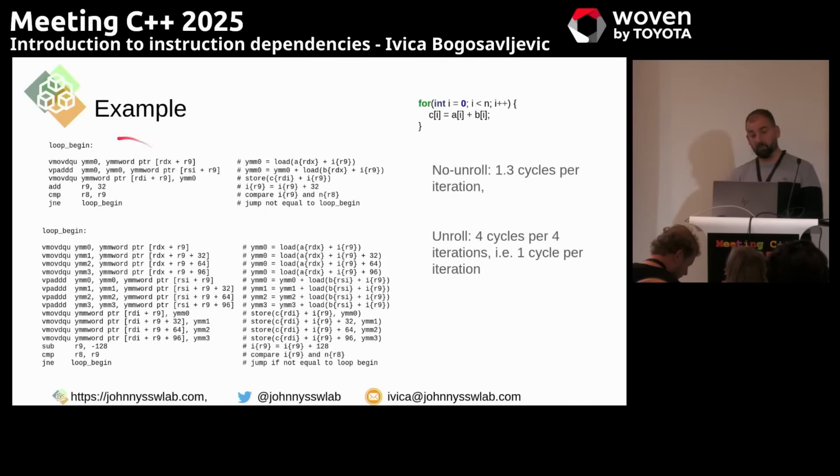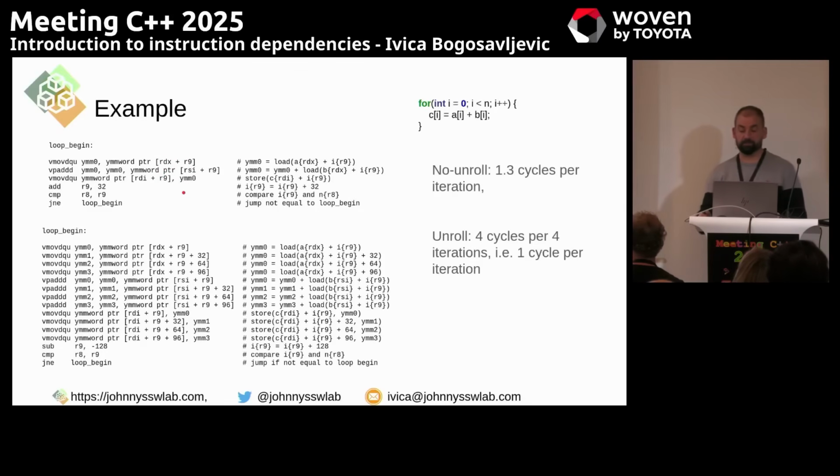So this is the one way, which is the slower way. And I call this the no unroll version. It takes 1.3 cycles per iteration. So you have these six instructions, but actually it takes 1.3 cycles per iteration. The second loop is the one that Clang unrolled, and you see here I have 4 loads of A of I, then 4 additions of A of I and B of I, and then 4 stores. And this sub is actually adding 128 to R9, so the increment is 4 times 32, and then it checks the condition and goes to the beginning.